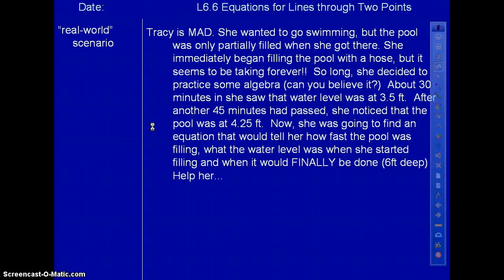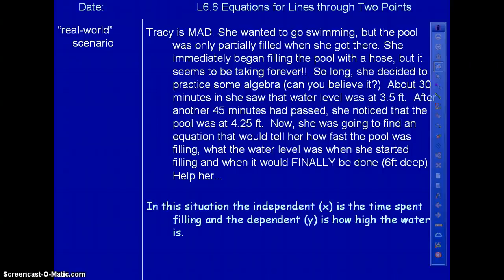The hint that I have for you as you take a look at this, and we will take a look at this in class a little bit: in this situation, the independent variable, x, is the time spent filling, and the dependent variable, y, is how high the water is. So we actually have 2 ordered pairs that we can find. Knowing that the time spent filling relates to the water level, we have 1 ordered pair with (30, 3.5), and another ordered pair with (45, 4.25).